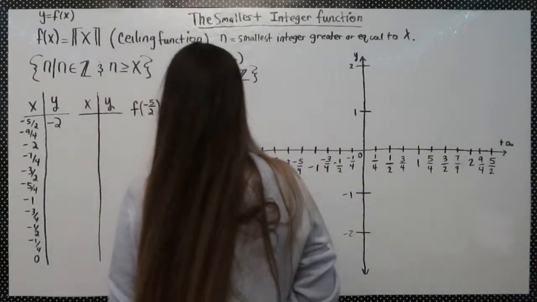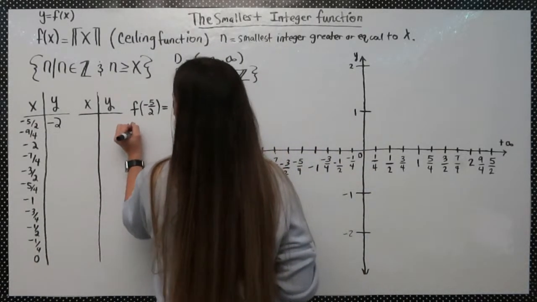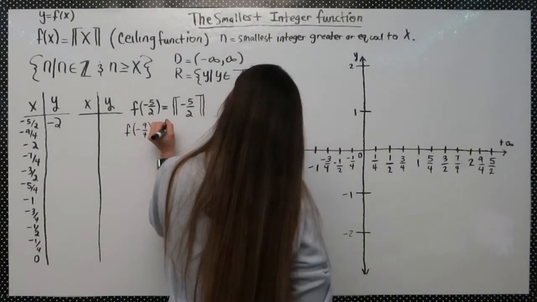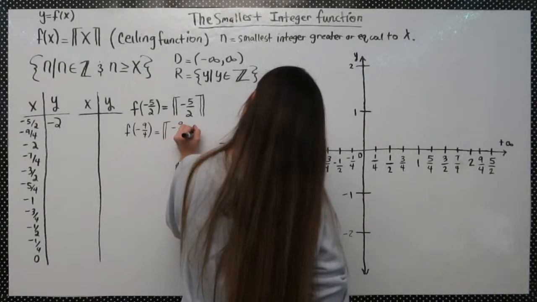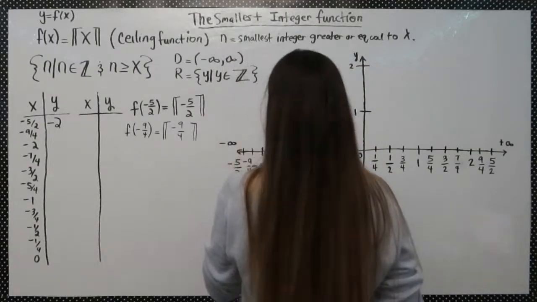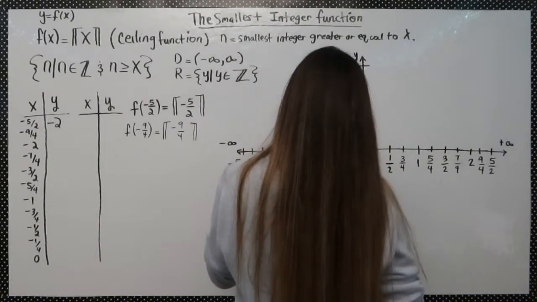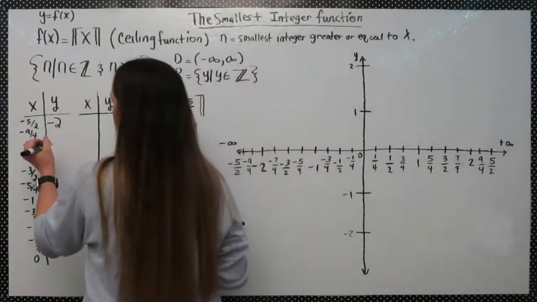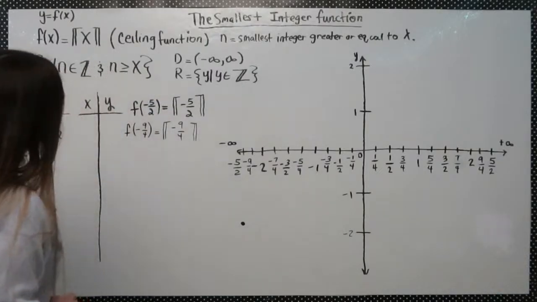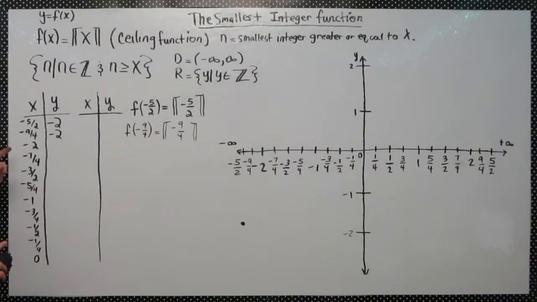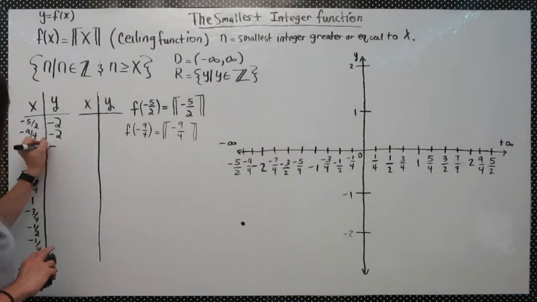And negative 9 fourths, the same thing. We'll do a couple. f of negative 9 fourths. We'll plug in -9/4 into that function. And what's the smallest integer greater than or equal to -9/4? That's also -2. And then we can kind of just go through here and plug all these values in and kind of mentally do it. The smallest integer that's greater than or equal to -2 is -2.